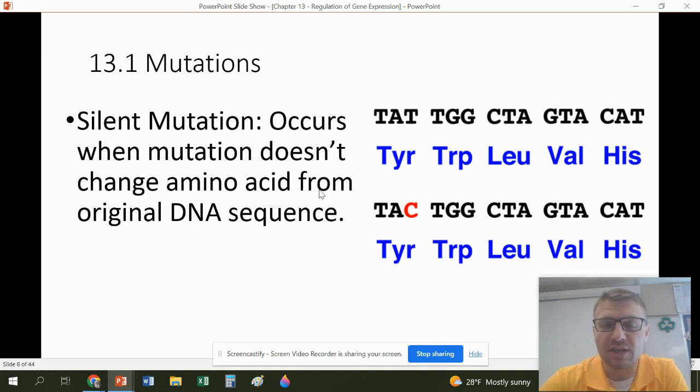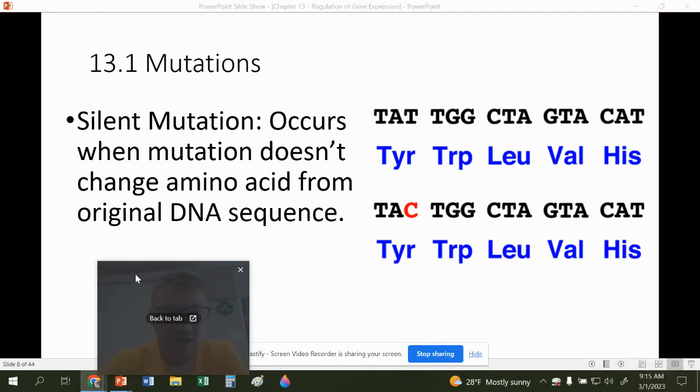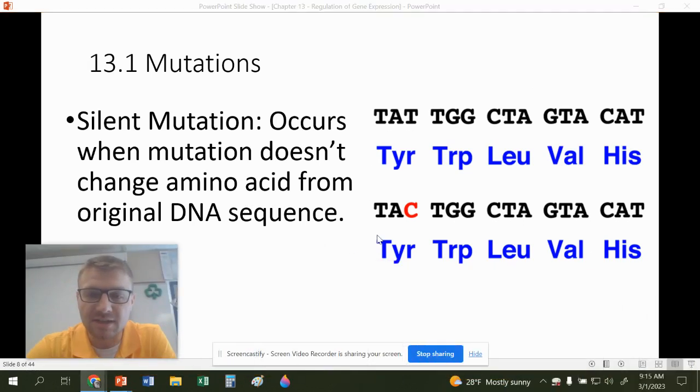A silent mutation occurs when the mutation doesn't change the amino acid. You can see here TAT and TAC both produce tyrosine, so the protein won't be affected. So with silent mutations, you're not going to see any change in that protein structure or function.